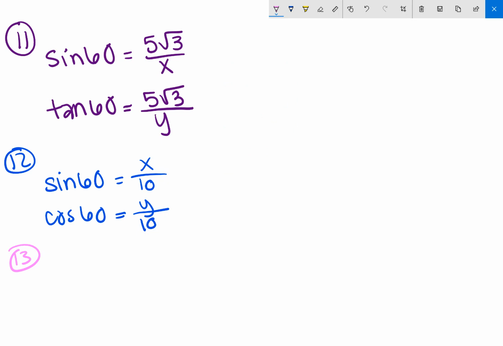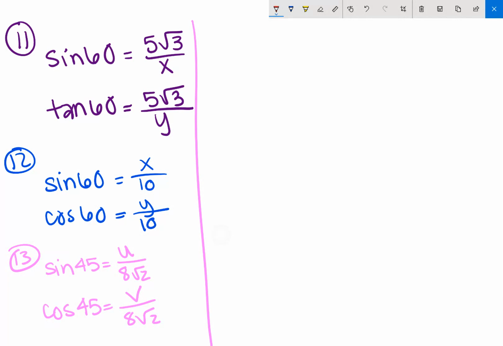So for number 13, because we're doing 45s, it doesn't really matter if you use sine or cosine because it's the leg lengths, but sine of 45 would give me opposite U over 8 square root of 2. And then you would also have cosine of 45 equals V over 8 square root of 2. Okay.